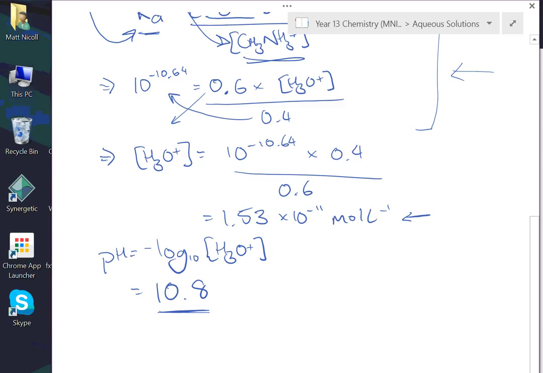I knew that my pH was correct, or could be confident that it was correct, because it is similar to the pKa, and because more base than acid was used to make the buffer, it should be above the pKa. I'm now ready to move on to the next question with confidence that I've got this correct.